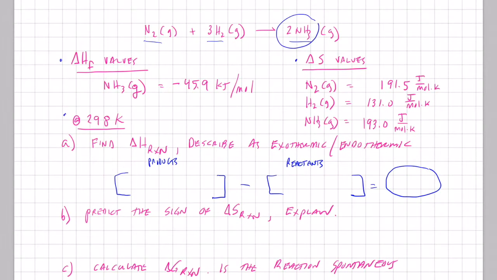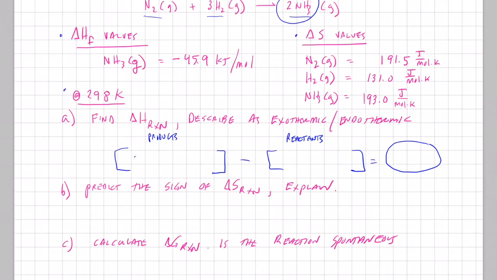So what are my products? Well, I've got two ammonias. So I'm going to take 2 times the heat of formation of ammonia, which was given right there, negative 45.9, and that's kilojoules per mole. And that's the only product I have. Now let's subtract out the heat of formation of my reactants. My reactants are nitrogen and hydrogen. So I didn't give those heat of formation values, did I? I didn't need to, that's right, because these are both elements.